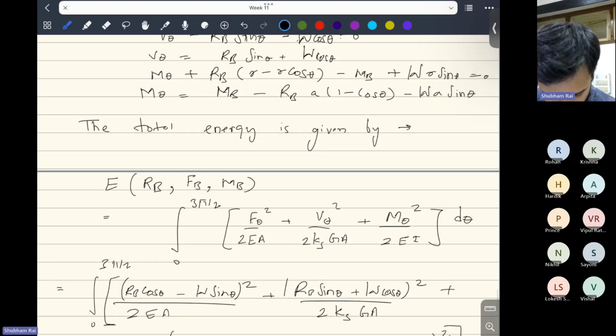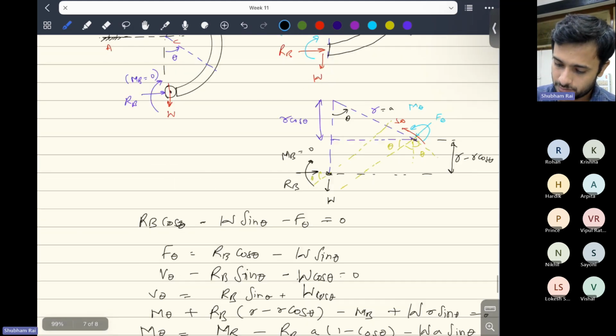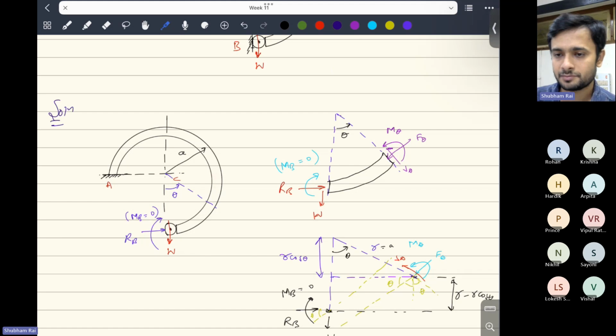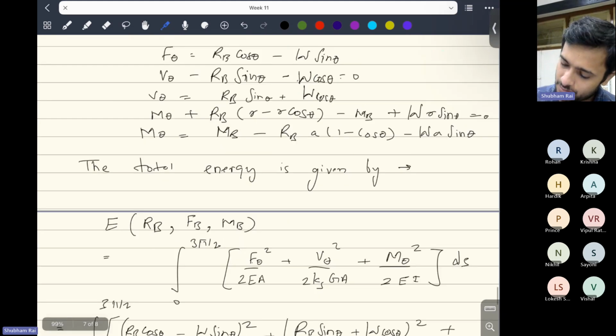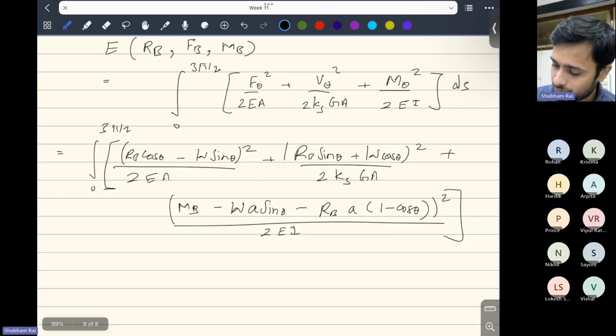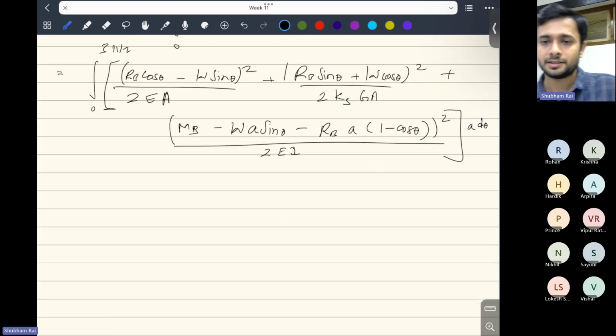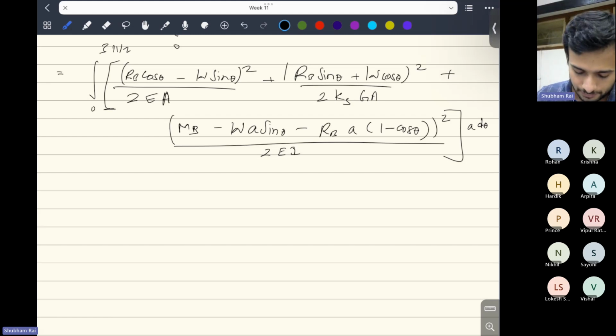Just let me see. Actually, this will not be d theta, this will be ds. That is the length along this structure. So that will be ds, and ds will be r d theta. Because the small length, let's say we are moving by angle d theta and radius is r, so arc length will be r d theta. So here we should write a d theta instead of a. Because we are integrating along the length, the small length will be a d theta.